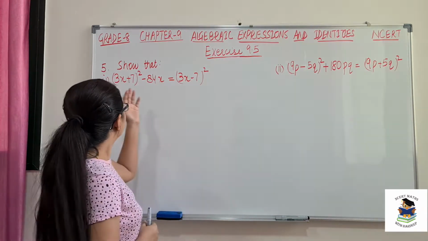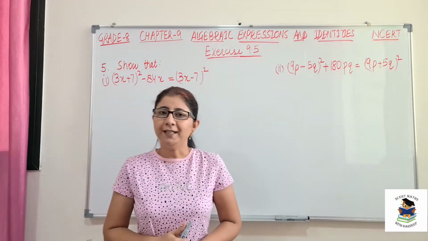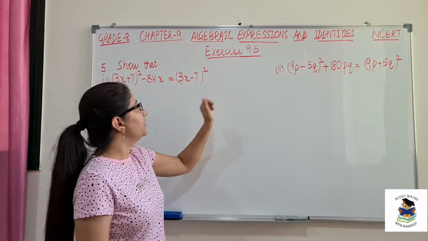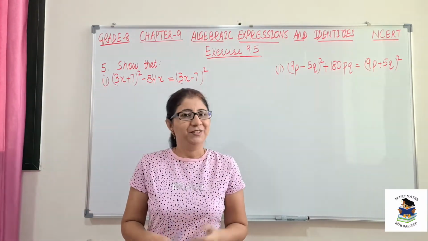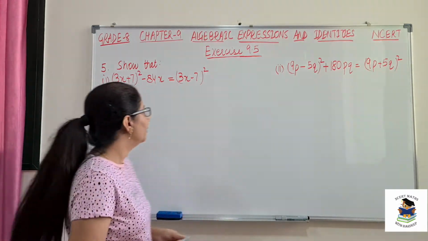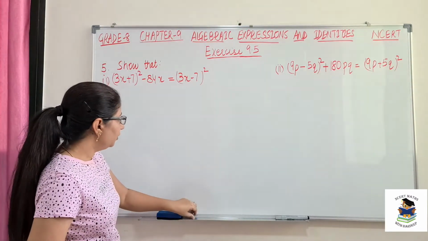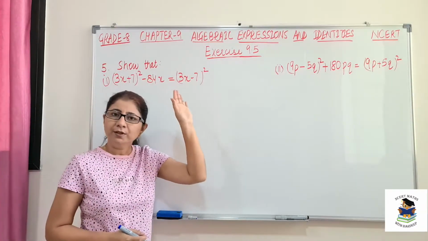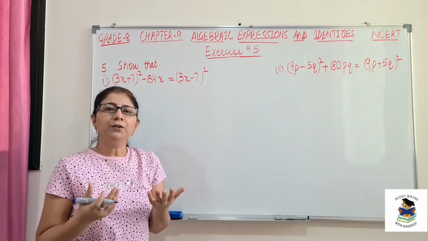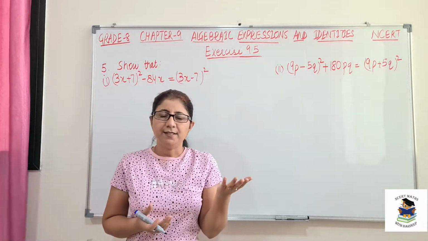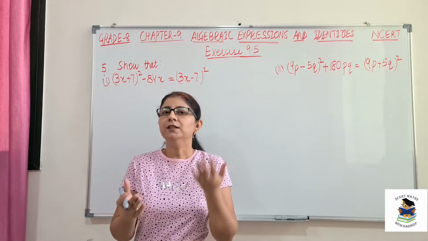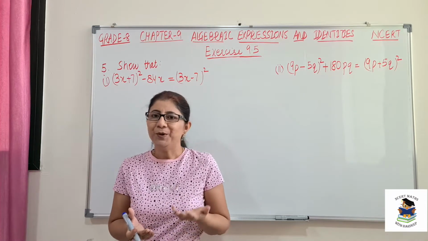Today we are solving question number 5 of chapter 9, that is algebraic expressions and identities, and the exercise number is 9.5. So let's get started. First question is, show that the left hand side is equal to the right hand side. So what we will do is, we will solve the left hand side separately, the right hand side separately, and we'll check whether both values are the same or not.